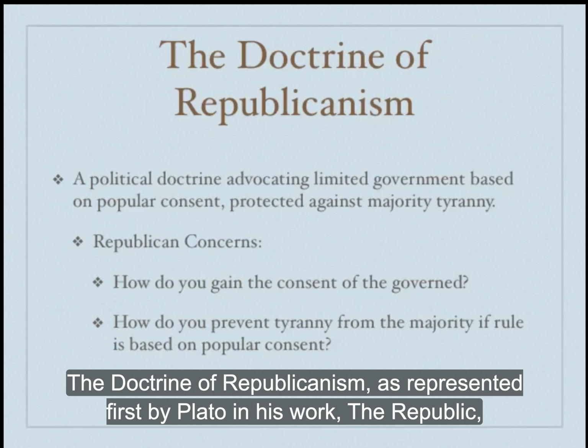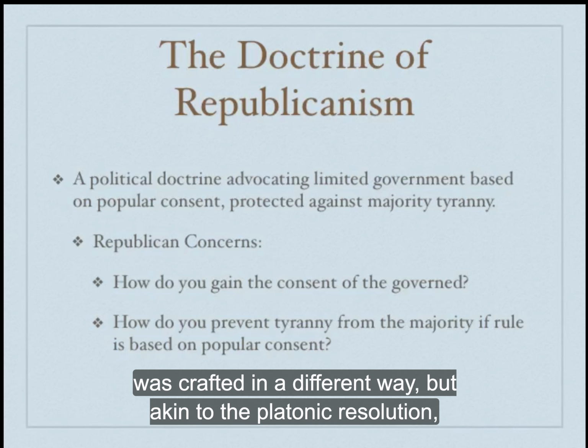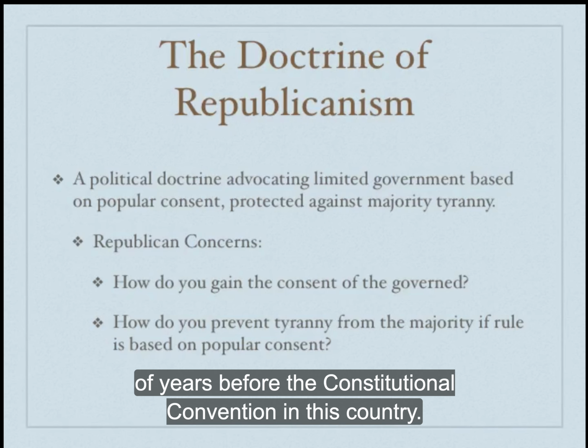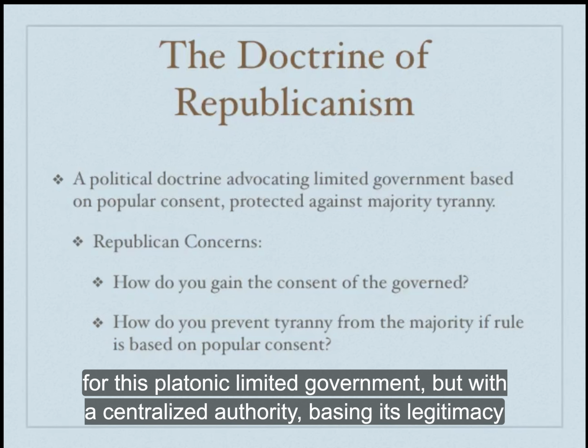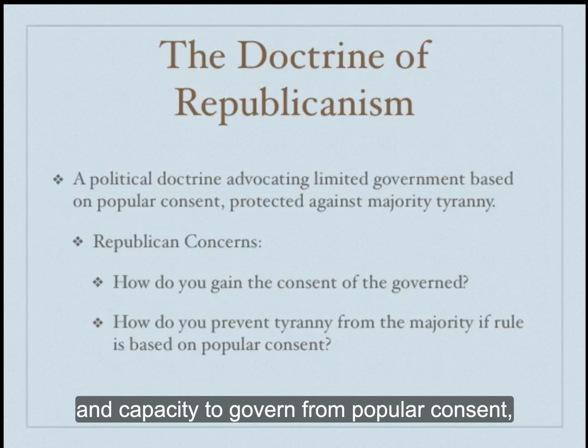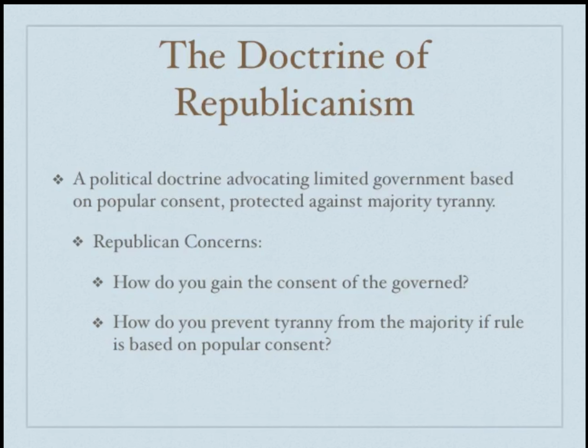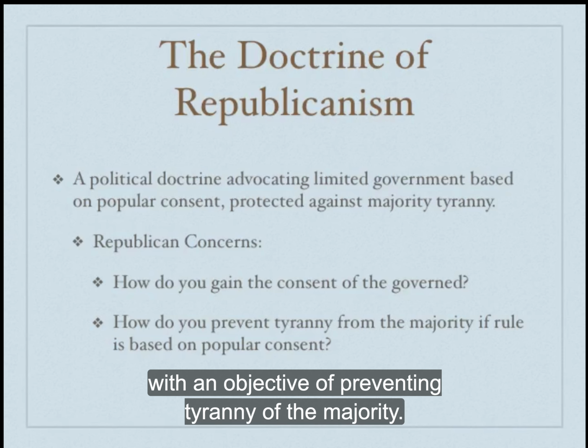The doctrine of republicanism, as represented first by Plato in his work The Republic, was crafted in a different way, but akin to the Platonic resolution as established in his work thousands of years before the Constitutional Convention in this country. This doctrine, which gets adopted and embraced, advocates for this Platonic limited government, but with a centralized authority, basing its legitimacy and capacity to govern on popular consent, with an objective of preventing tyranny of the majority.